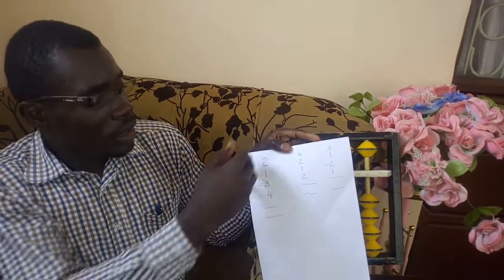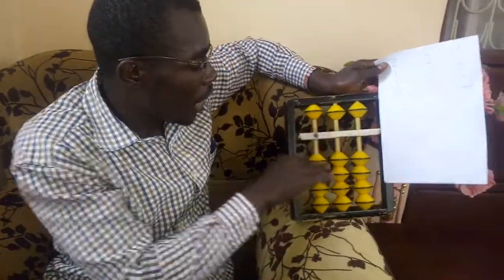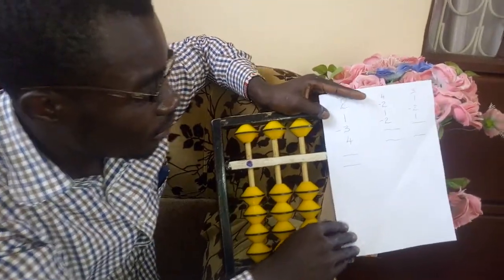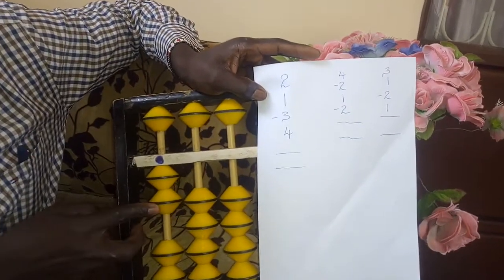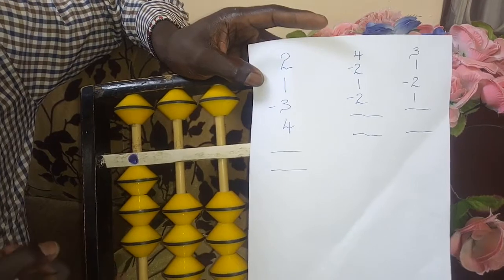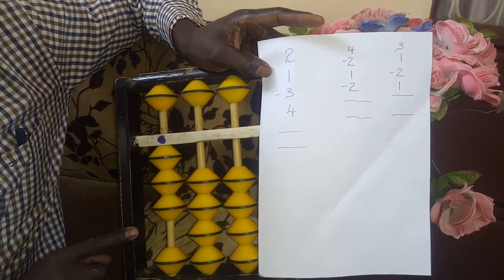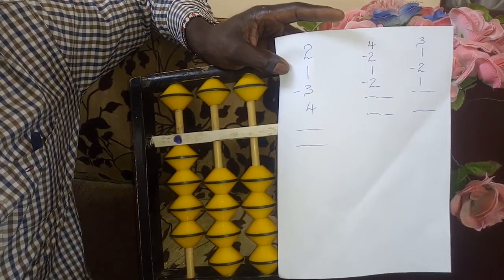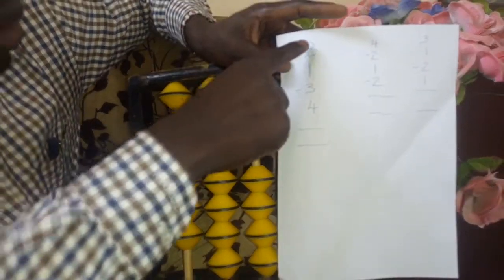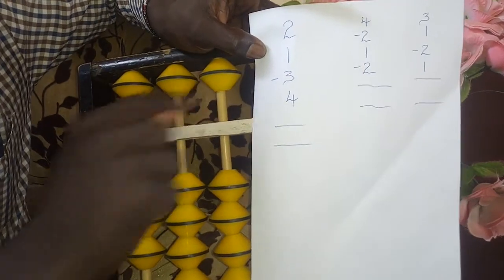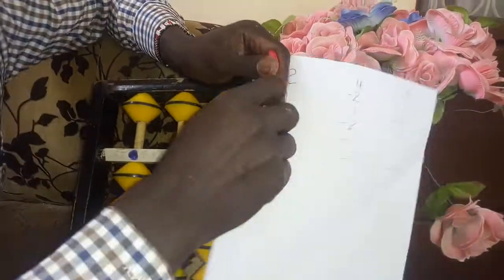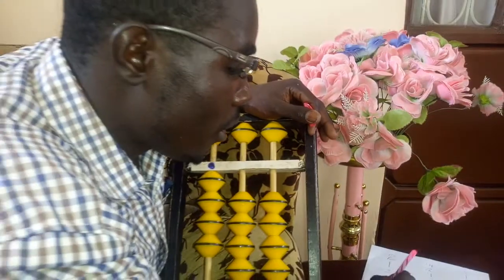Now let's see how you will do it using the Abacus. We have 2. I come to my Abacus and make sure I clear it. After clearing my Abacus, I start. 2, add 1. This is 2 add 1 less 3. I less 3: 1, 2, 3. Add 4. I add 4. The answer is 4. That means 2 add 1 less 3 add 4 is equal to 4. Now, I write my answer as 4.